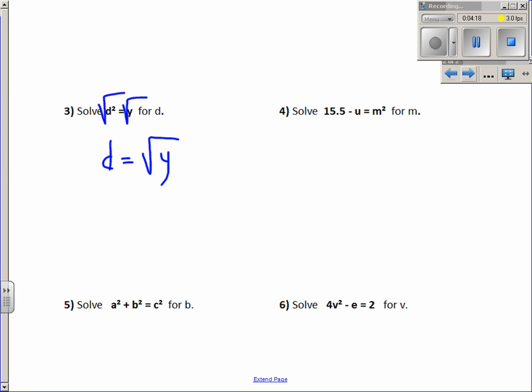For number 4, solve 15.5 minus u equals m squared. We want to solve it for m. Right now, m is being squared, so we take the square root of it, and we have to take the square root of the entire other side. So our answer will be the square root of 15.5 minus u equals m. All right, go ahead and try numbers 5 and 6 on your own, and we will discuss them when we come to class tomorrow.